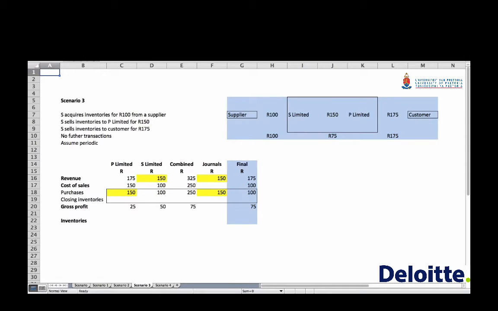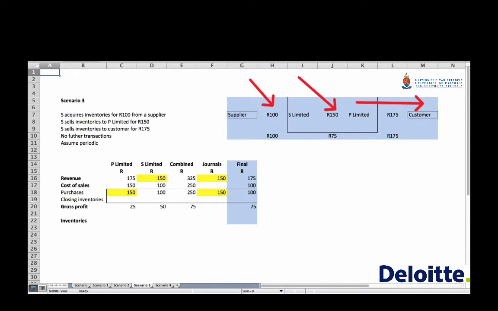Right, following on from scenario 2, we now have scenario 3. Again, let's look at the economic event. The supplier has sold inventories to S Limited for 100 Rand. S has sold these on to the parent company for 150 Rand. And now in our instance, what we are adding on is that the parent has now actually sold these on to a customer for 175 Rand.